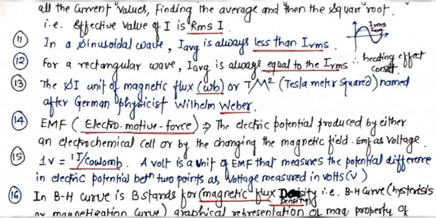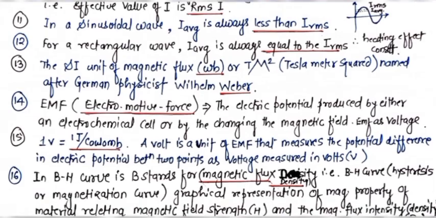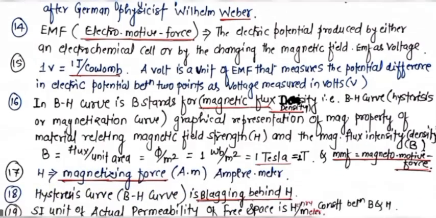EMF, electromotive force, is the electric potential produced by either an electrochemical cell or by the changing of a magnetic field. EMF is measured as voltage. 1 volt is equal to 1 joule per 1 coulomb. A volt is a unit of EMF that measures the potential difference in electric potential between 2 points as voltage, measured in volts.